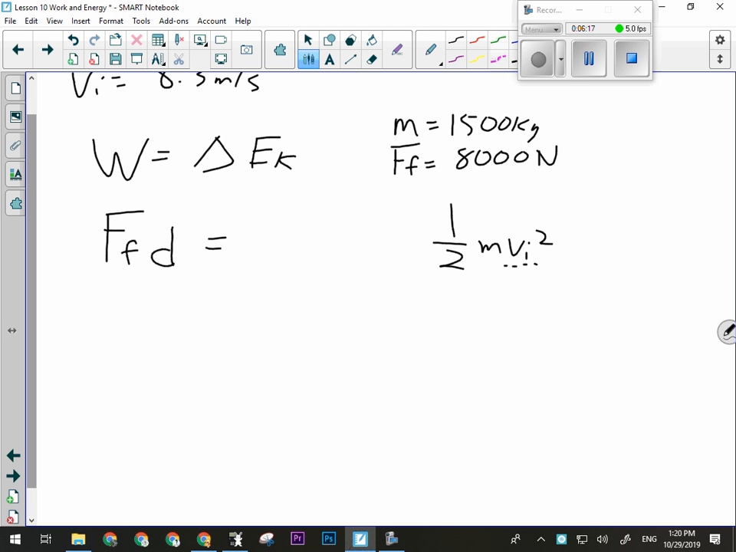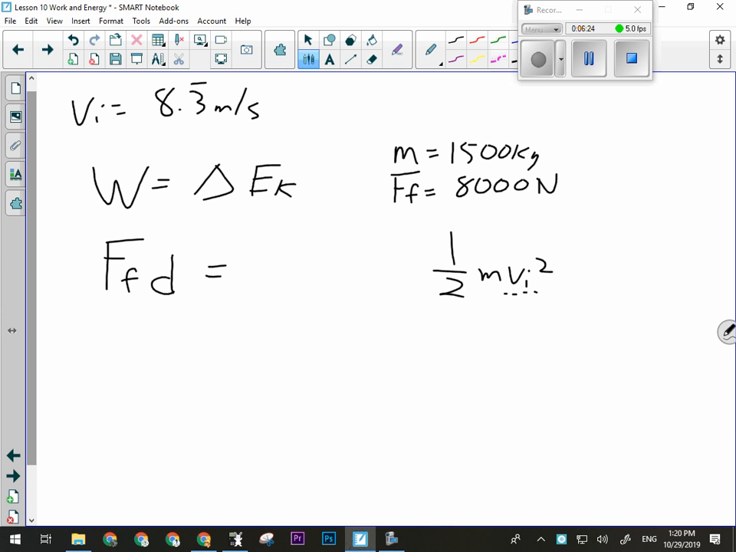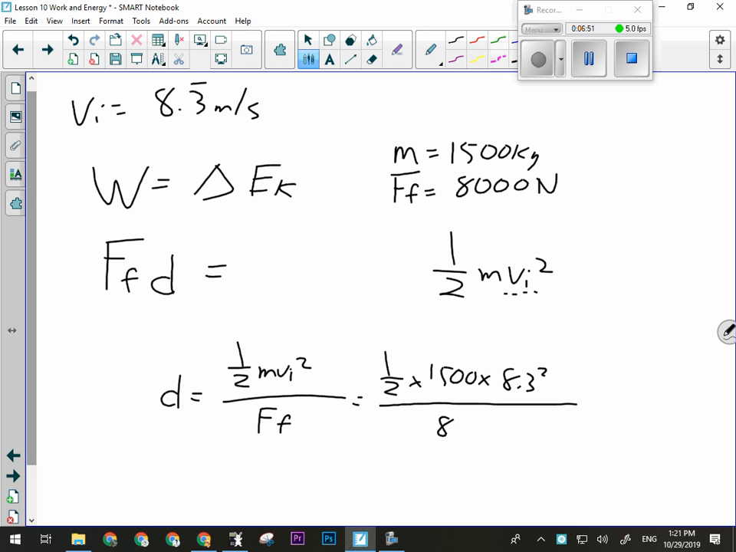Okay? Do I have enough information to do that? Yes, because I have the force of friction, I have the mass of the vehicle, and I know that the speed limit is 8.3 meters per second. So if I want to calculate how far I'm going to go, I'm going to leave d over here and do what with force of friction? Divide it over. Okay, so d is going to equal 1/2 m v_i squared divided by the force of friction. So that will be 1/2 times 1,500 times 8.3 repeating squared divided by 8,000.